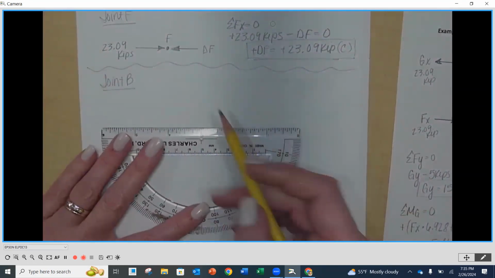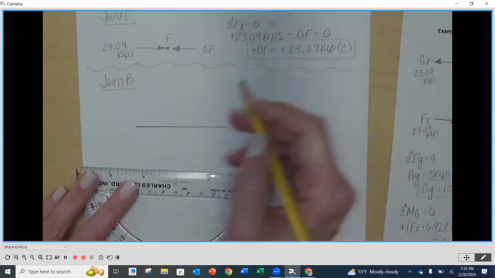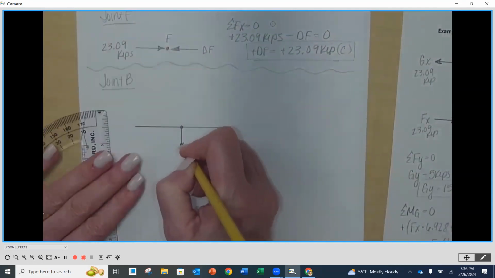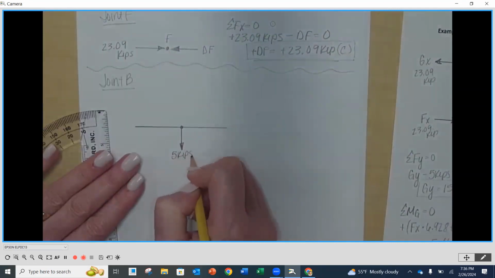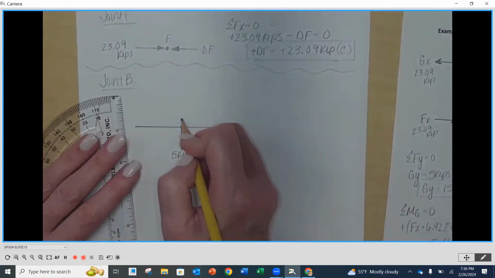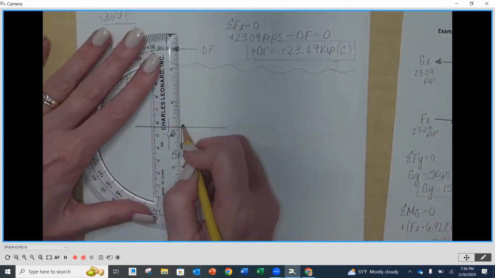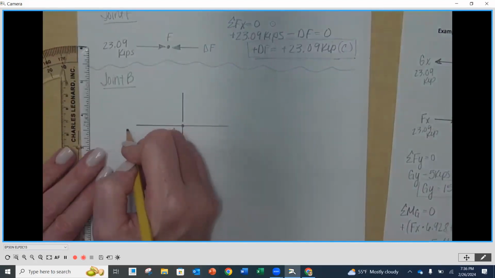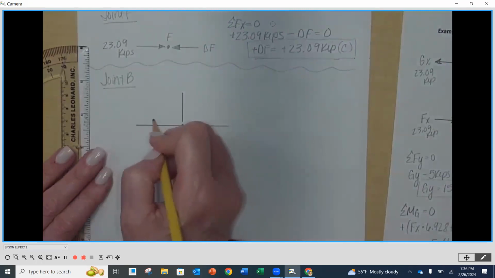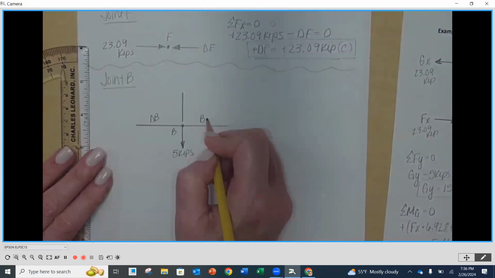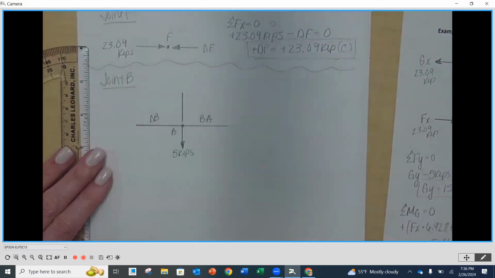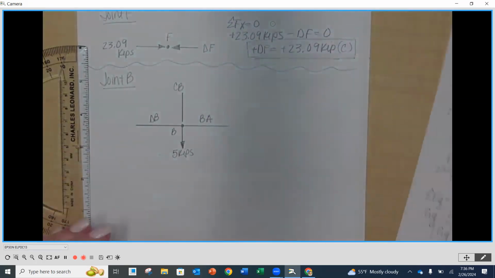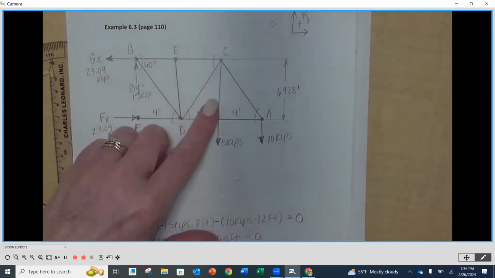Now joint B here. B has that 5 kips going down. Don't forget that. And then we have, this is joint B. There's a connection up to C, right? One going over to D. So this is DB. This is BA. And then this one is CB. So going over to D, up to C, over to A.